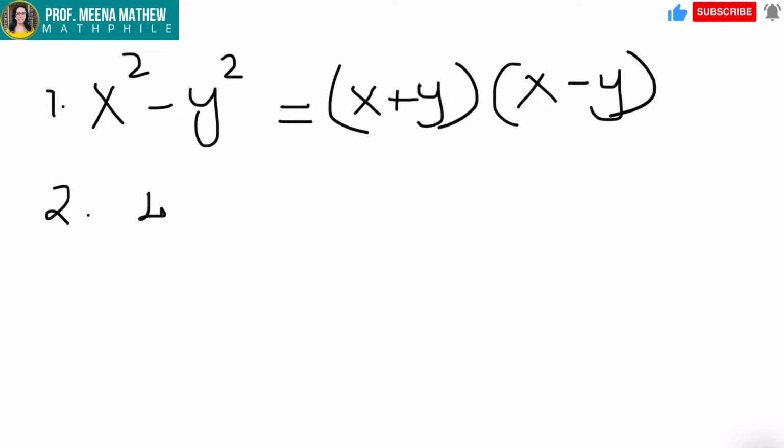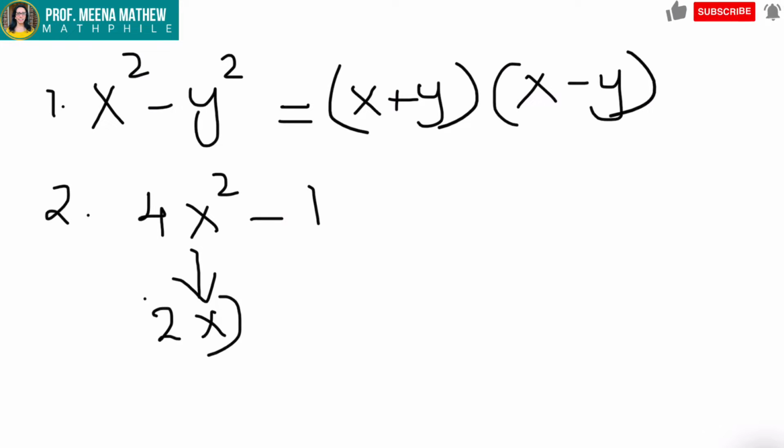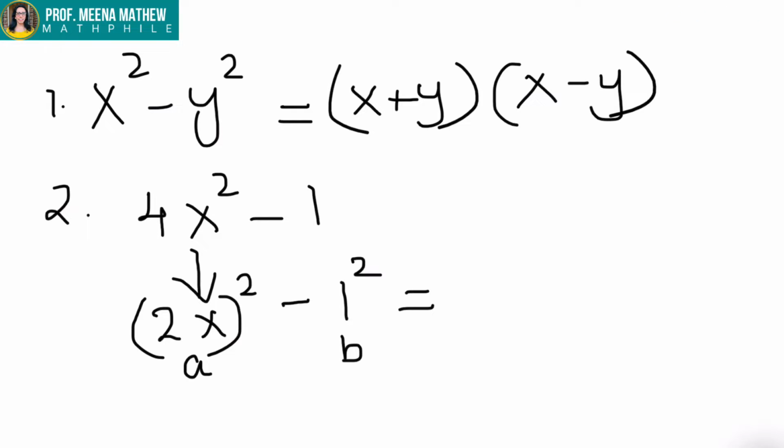My next example is 4x square minus 1. So let us take the square roots of these two numbers. Square root of 4 is 2, square root of x square is x. So write it together and take the square outside. And square root of 1 is 1, so 1 square. And this is of the format a square minus b square. Here a is 2x and b is 1. And the sum of a and b, that is 2x plus 1, and 2x minus 1.